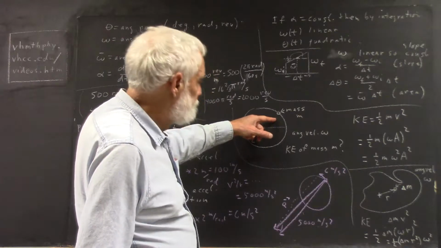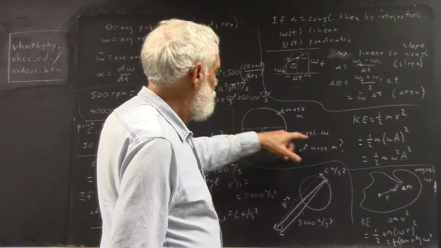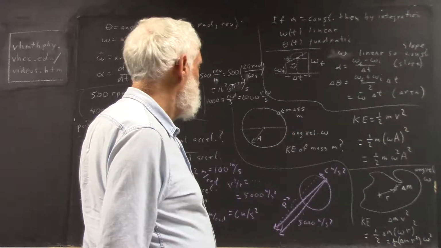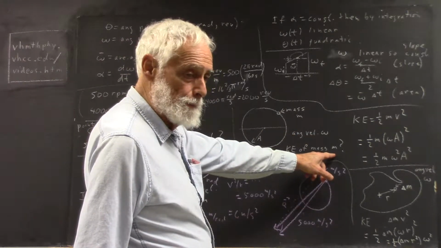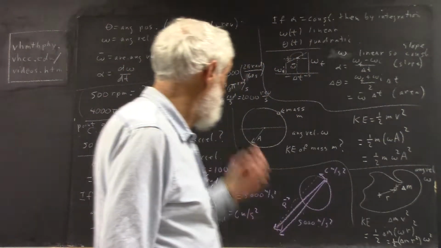If we have a mass m moving on a circle, angular velocity omega, what's the kinetic energy of the mass? Well, kinetic energy is 1/2 mv squared.